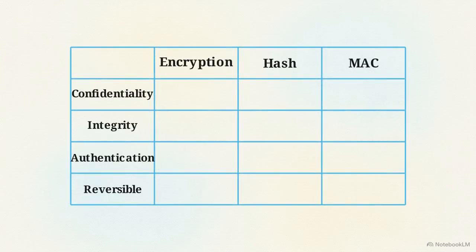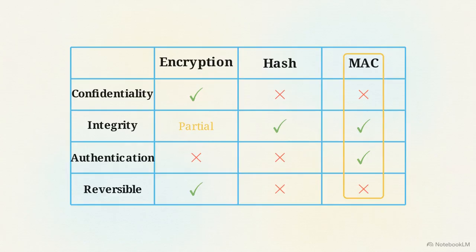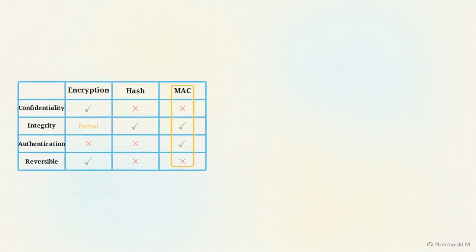Let's consolidate these concepts. This decision matrix compares encryption, plain hashes, and MACs across our core security requirements. Encryption provides confidentiality and is reversible. Hashes provide integrity, but they are entirely irreversible. MACs deliver both integrity and authentication, but offer zero confidentiality.